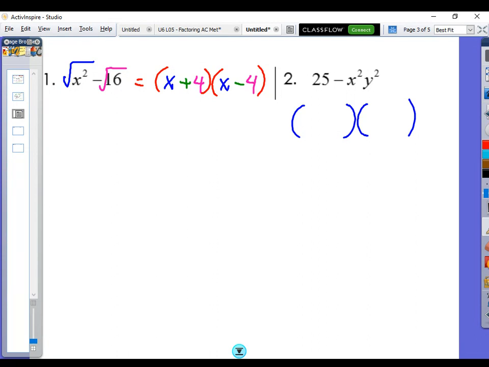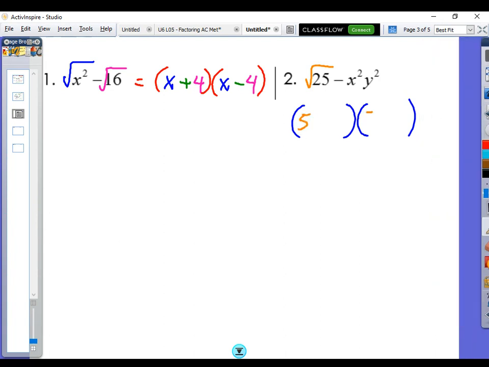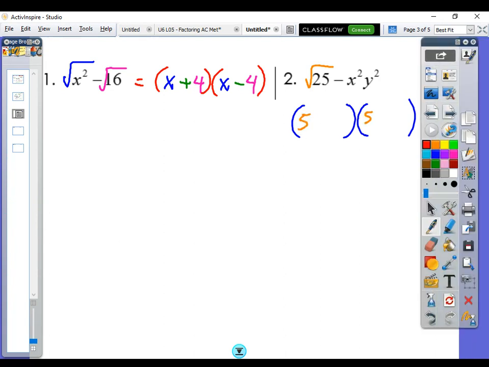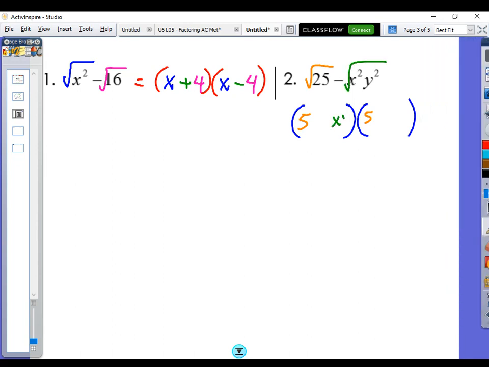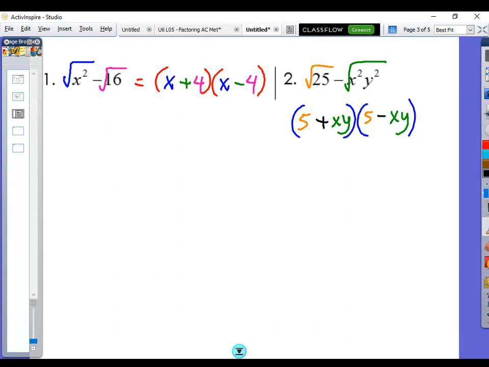Okay, so this one will go a little faster because we're starting to get the hang of it. If we take the square root of 25, we get 5 and 5. If we take the square root, don't get fooled, if we take the square root of x squared and y squared together, no problem, xy, xy. And again, the only thing that makes them different, one's plus, one's minus. This is what we're doing today. This is what it means to factor the difference of 2 squares.